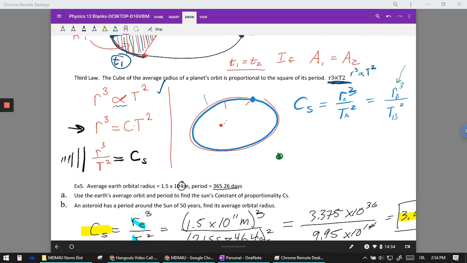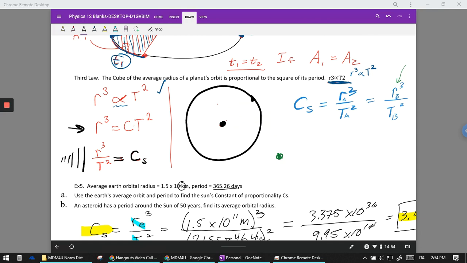Let me erase some of this stuff here. Basically, let's say we've got a sun here, and I'll explain this rule. We've got a planet here, and it rotates around in a circular or somewhat elliptical path. Let's say this is a circle. The average radius is always the same. Let's say we've got another planet out here.